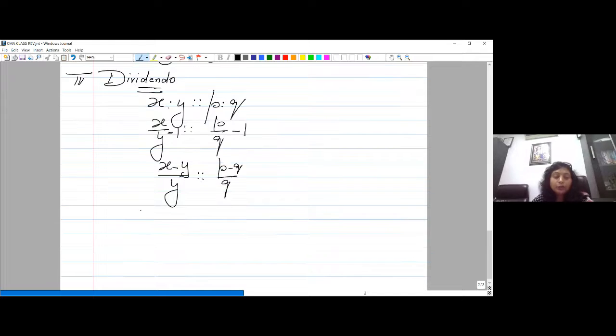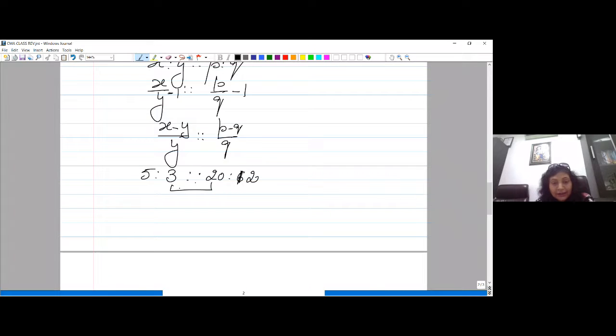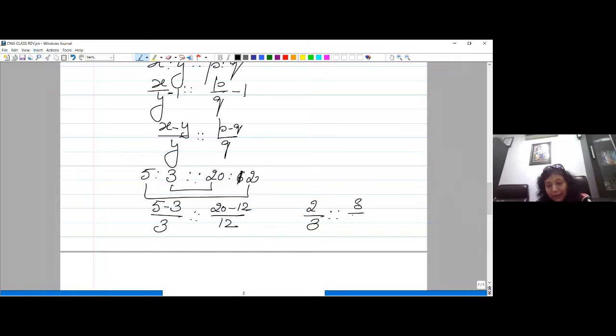Let's check it out. Suppose we have been given the equation 5 is to 3 is in proportion to 20 is to 12. So let's check whether they are in proportion. 3 20s are 60, 12 5s are 60. Now what we have done, in the numerator, subtract the denominator, upon 3. Again in the numerator, subtract the denominator, and the denominator stays as it is. So this becomes 2 upon 3 is in proportion to 8 upon 12. Now if we cross multiply, 12 2s are 24, 8 3s are 24. Again they are in proportion.